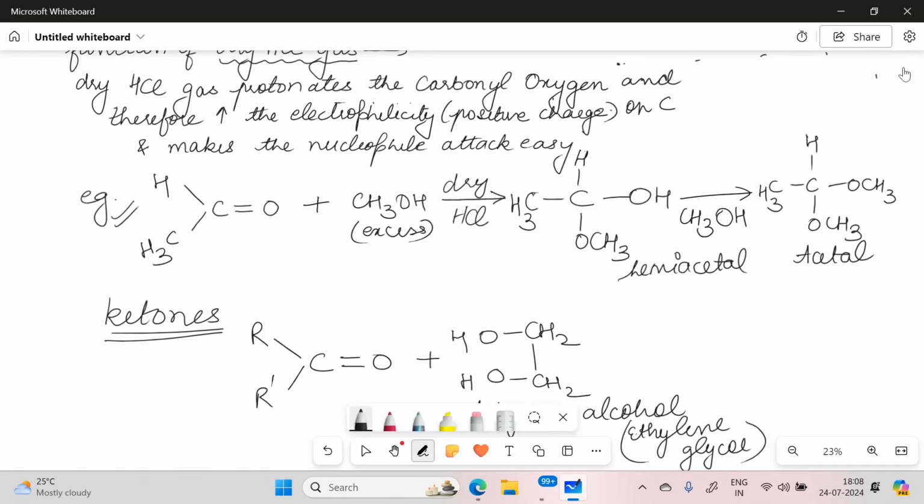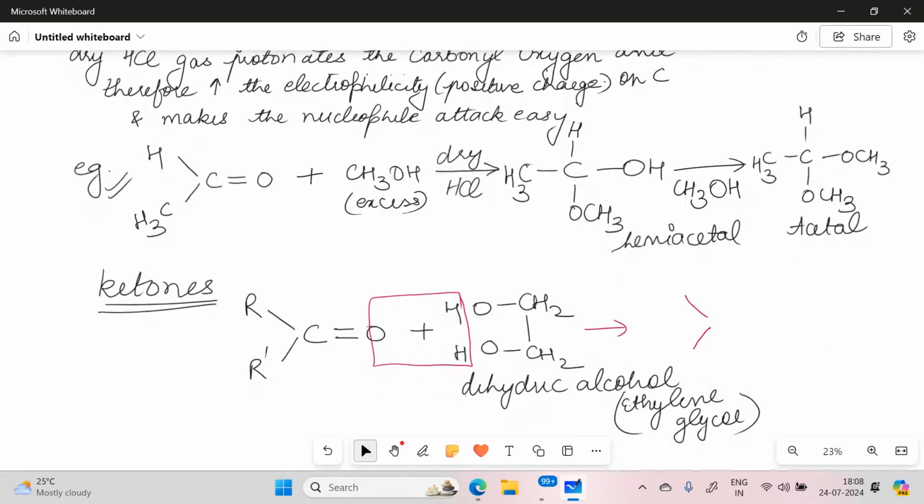In this case, the reaction is simple. You have to remove water. H2O is removed and you have to combine the remaining part. But just note down this point, ketone always reacts with dihydric alcohol to give you the product. So water is removed. This one bond attaches with this oxygen. The other bond attaches with the other oxygen.